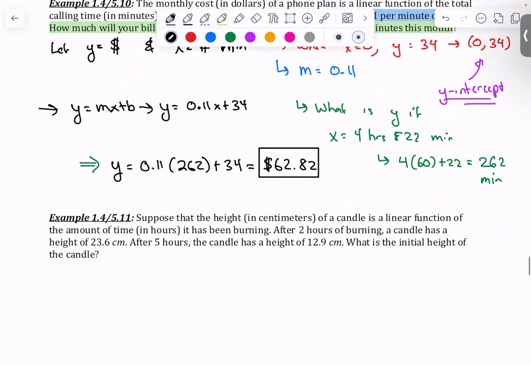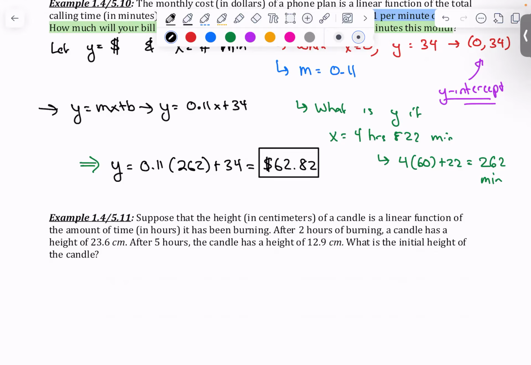All right. We're assuming that we're in this nice, super, like there's no air in this room. So there's a candle that's burning, and the height of the candle is a linear function of the amount of time it has been burning. And we're doing it in centimeters. We're not using freedom units here. After 2 hours of burning, the candle has a height of 23.6 centimeters. And after 5 hours of burning, the candle has a height of 12.9 centimeters. What is the initial height of the candle?